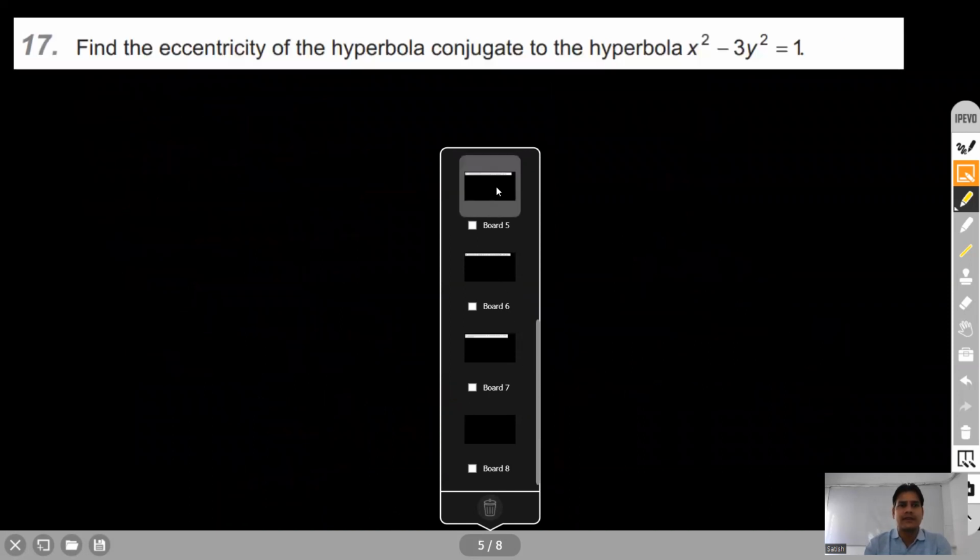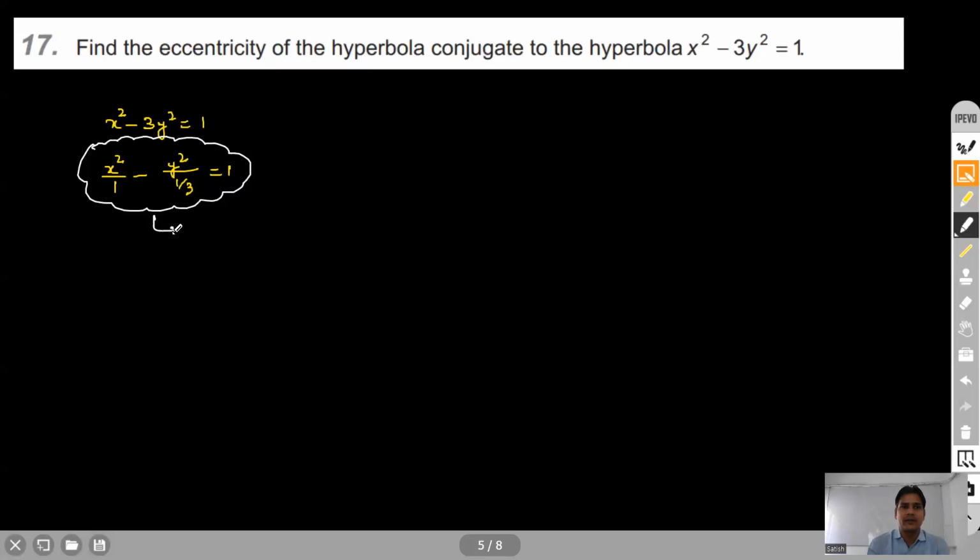This is question number 17. Question number 17. Find the eccentricity of the hyperbola conjugate to this given hyperbola. Okay. So the given hyperbola is x square minus 3y square is equal to 1. Okay. We can write it as x square upon 1 minus y square upon 1 by 3 is equal to 1, right? So what will be the conjugate hyperbola? What will be the equation of the hyperbola which is conjugate to this?